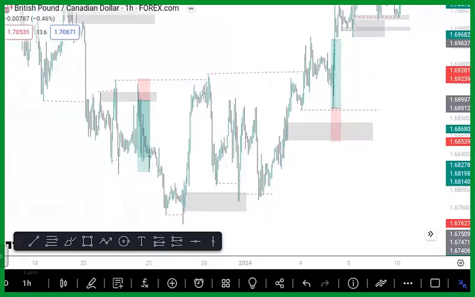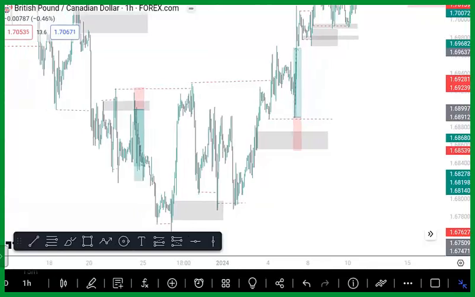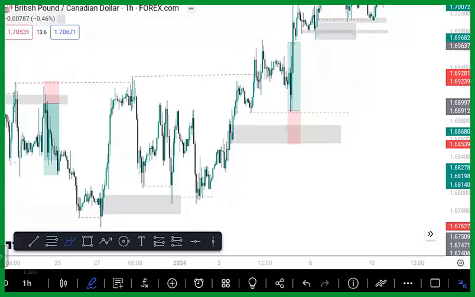Now I want to give you a clue. Now let me show you something. If you focus on this area, for example, focus on this area.